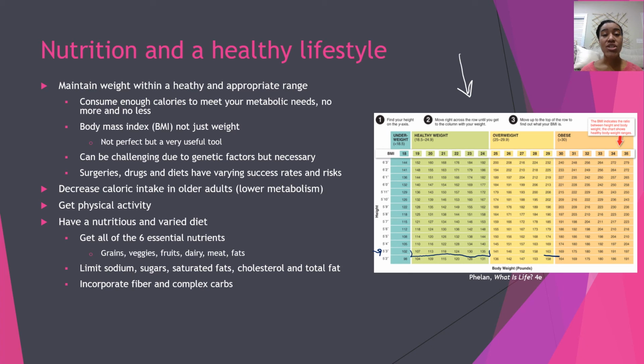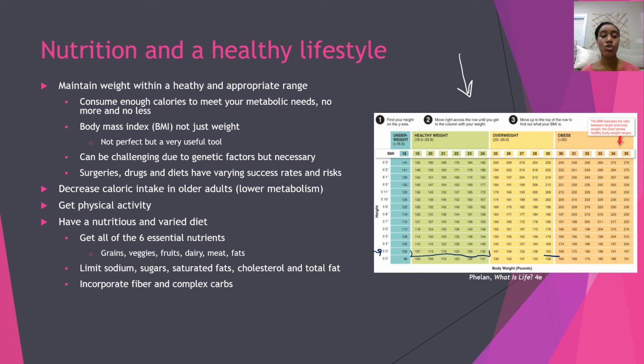Also, having a nutritious and varied diet is a part of having a healthy lifestyle. You want to make sure that in your diet you're getting all 6 essential nutrients. The grains, fruits, veggies, meats, dairy, fats should all be incorporated into your diet every day to make sure you're getting all the essential vitamins, minerals, nutrients that you need. And then you want to make sure that your diet is low in sodium, sugar, saturated fats, cholesterol, and just fats in general. And this is because you need all of these things, but you don't want to consume too much. Too much of a good thing is a bad thing, right?